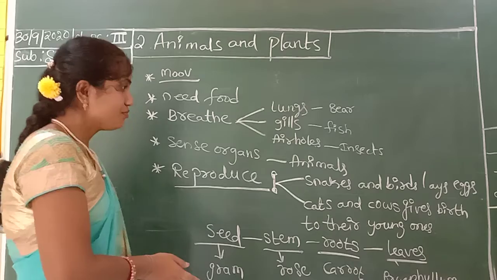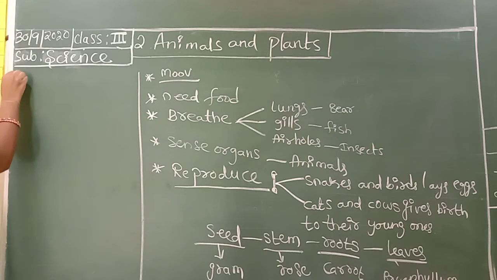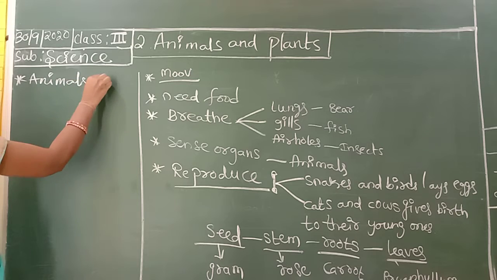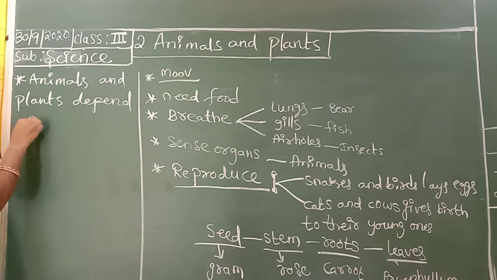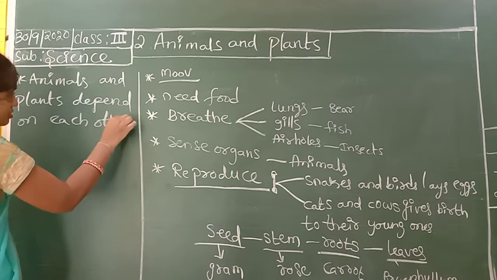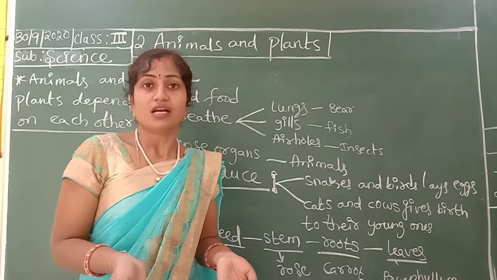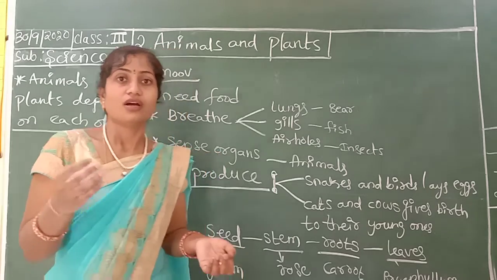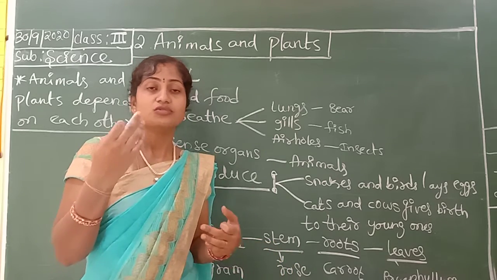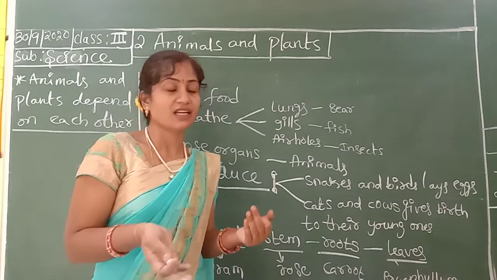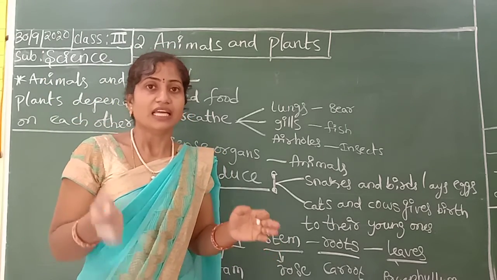Okay children. Next, animals and plants depend on each other. We know very well, we already discussed that plants breathe out and give us oxygen. We breathe out carbon dioxide. The plants take the carbon dioxide, and human beings take the oxygen. So we depend on each other. Animals and plants depend on each other. A balance is very important in our world.